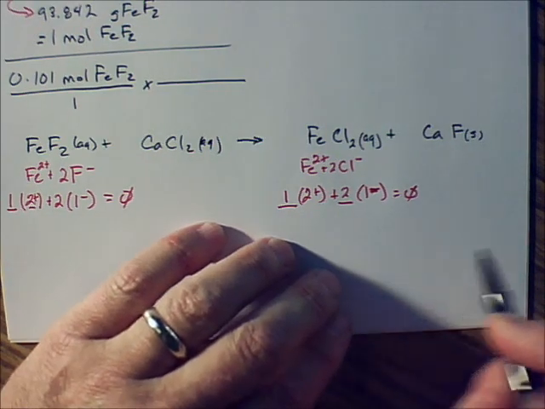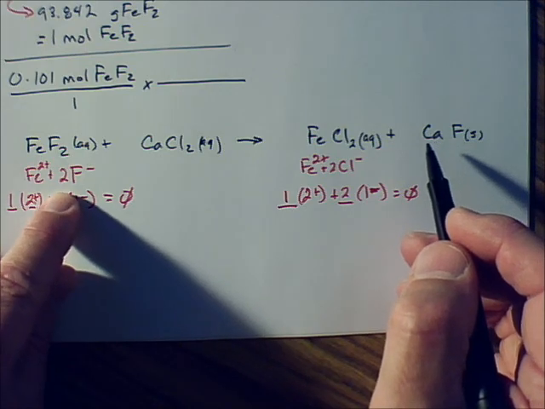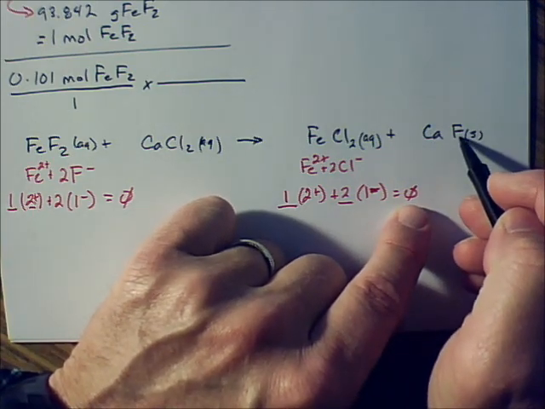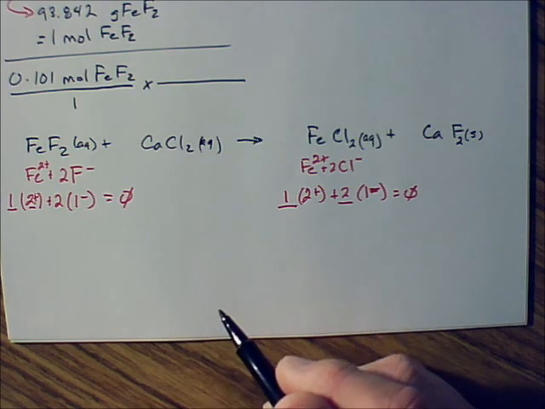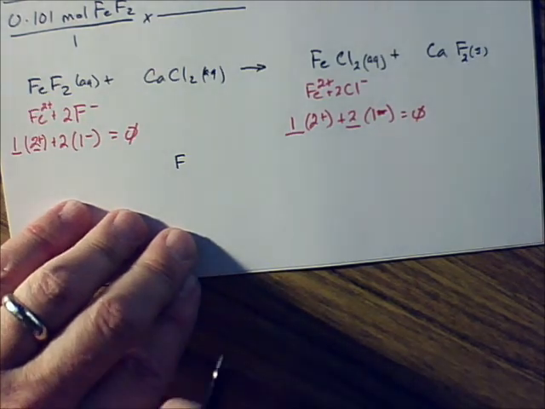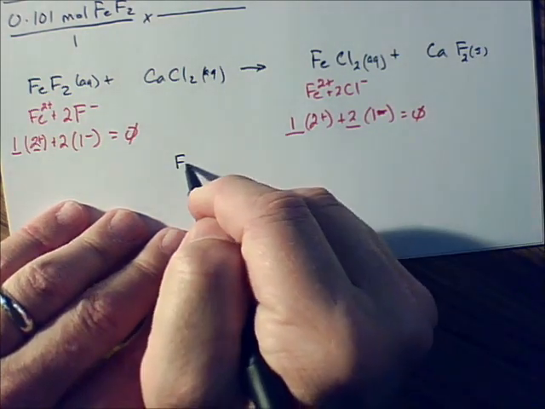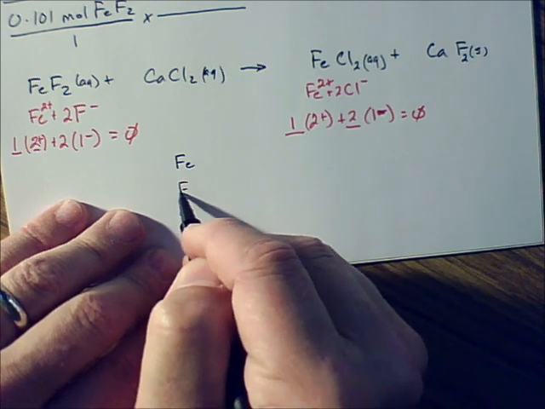Calcium is always 2 plus. Fluorine we already said was 1 negative. So this is calcium and 2 fluorines. Now we're ready to do an atom inventory and balance the equation. So we're going to write Fe, F, Ca, and Cl.